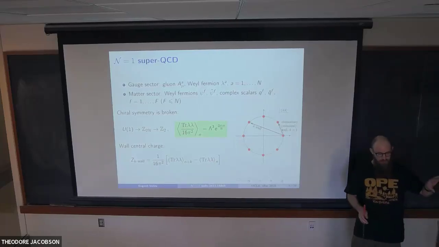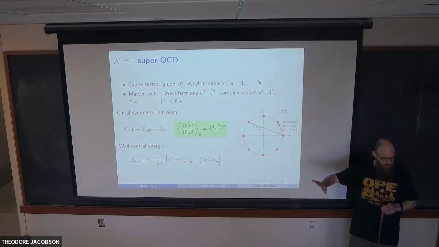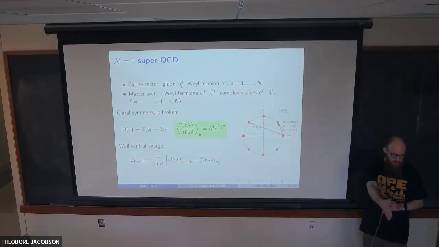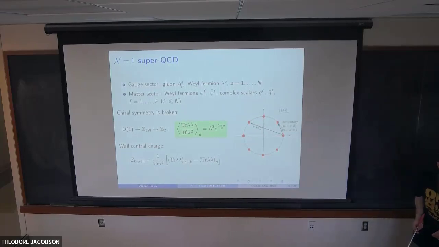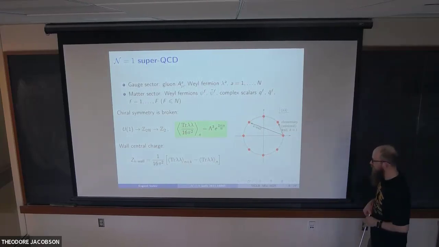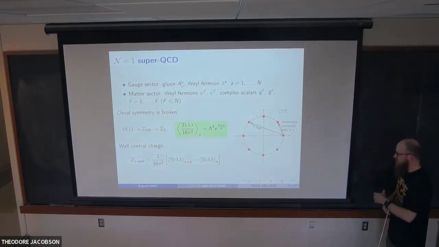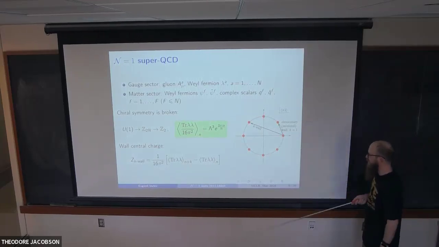So you have one value of the lambda lambda condensate in one half space and another value in the other half space. We have some plane, some domain wall, which separates these two regions, and I am going to study these domain walls. And I will explain in this talk, I hope, why it is interesting and what we get from there.